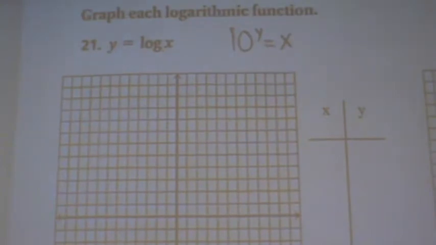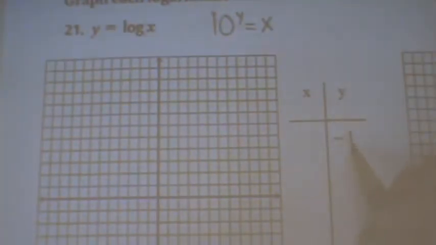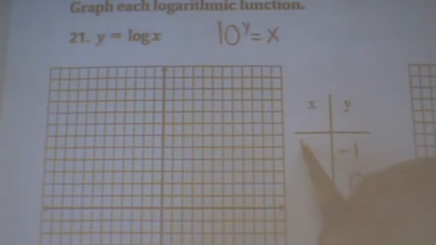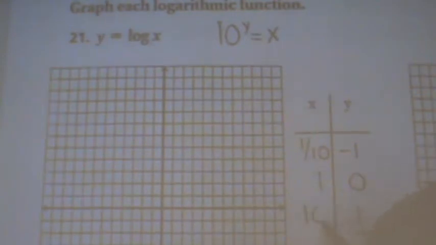So when you graph this, we're going to plug in numbers for y, like -1, 0, 1, and 2. And give me what 10 to the -1 power is. 1/10. 10 to the 0 power is 1. 10 to the first is 10. This is going to be too big, 100.